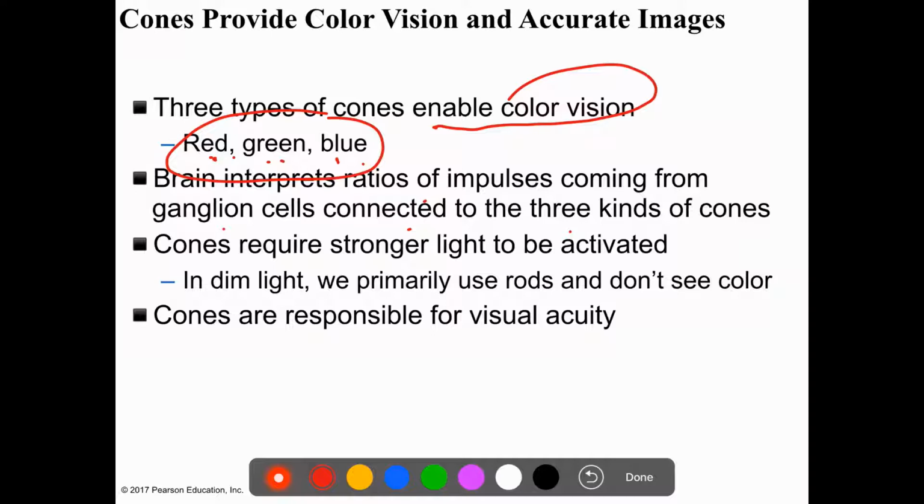As we said, cones require stronger light, so they work in bright light, whereas in dim light we use rods and we don't see colors. And as I said, cones are responsible for the detailed image, or the visual acuity, of our vision.